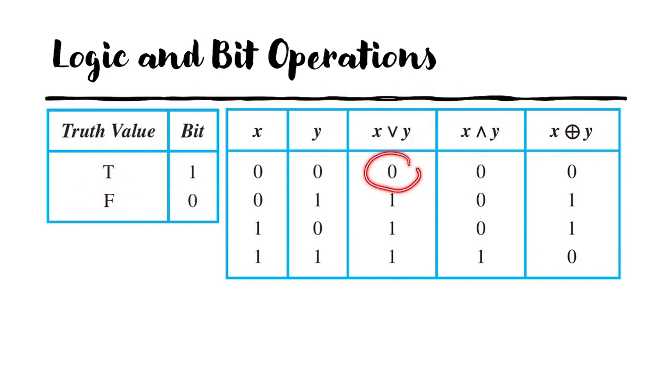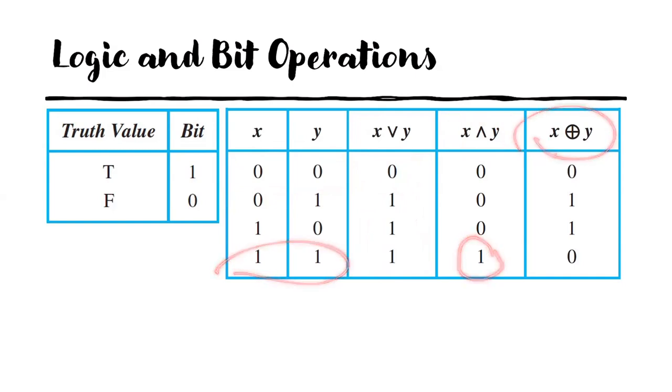So you will only get 0 when both of them are 0. Now if one of them is 1, then you will get 1. Now for the conjunction, the AND relation is only true if both of the variables are true. So you will only get 1 if both of them are 1.